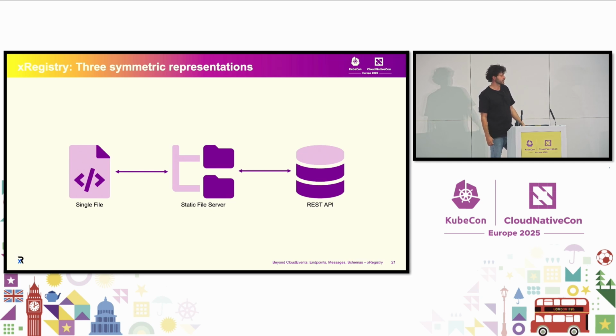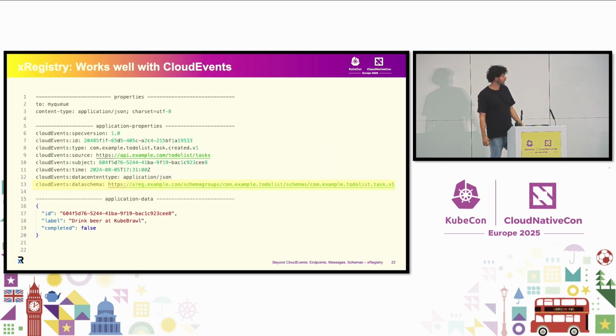There might be a use case if you're a platform engineering team and your people get a GitOps repository where they can just define their schemas, and you take these schemas, have a pipeline, and compose that up to a static file server. What you can now also do is use the CloudEvents data schema field to reference the XRegistry. If you used that in the past, those go nicely together.